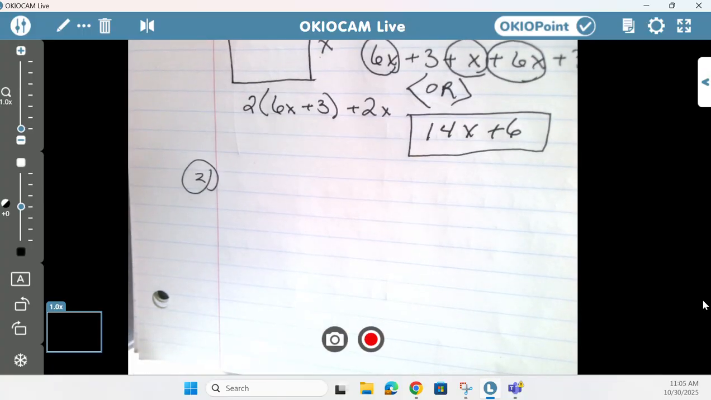Alright, for problem number 2, we have the 2 rectangles again, and they're going to give you an expression inside of the problem.